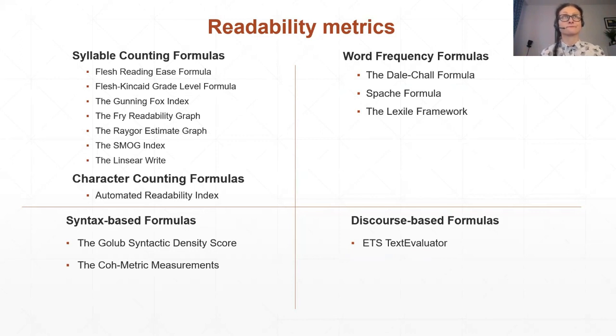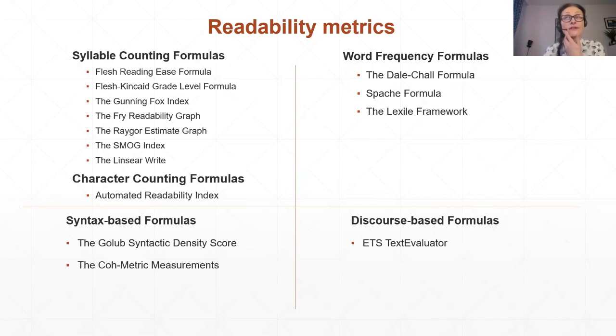So we have the syllable counting formulas and the character counting formulas, and they are based on the number of syllables and words and the number of sentences in a text. And there are some readability formulas that use analysis of word frequency, that is, how common a word is in the corpus, and it's combined with the average sentence length to determine the readability. Some formulas use analysis of syntactical structures to determine the text readability level.